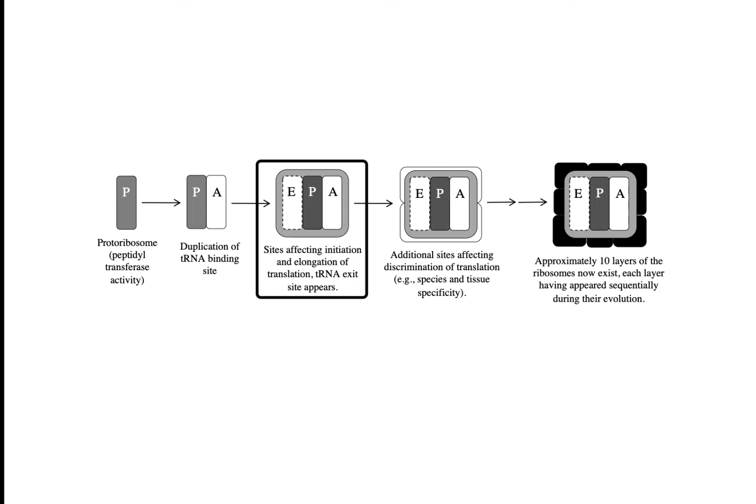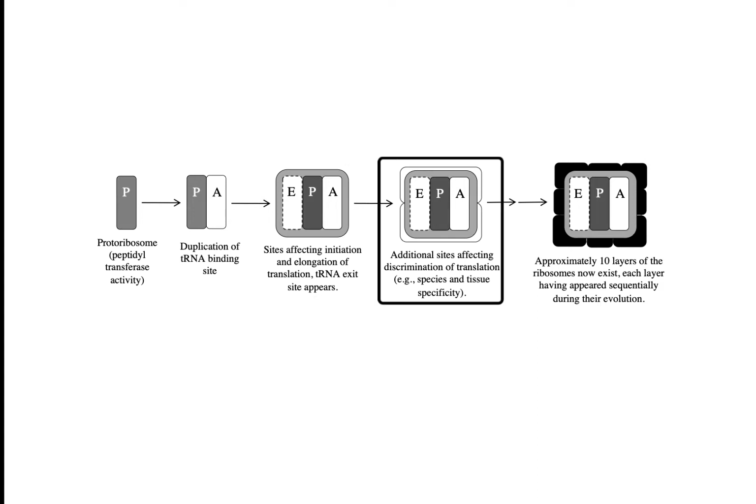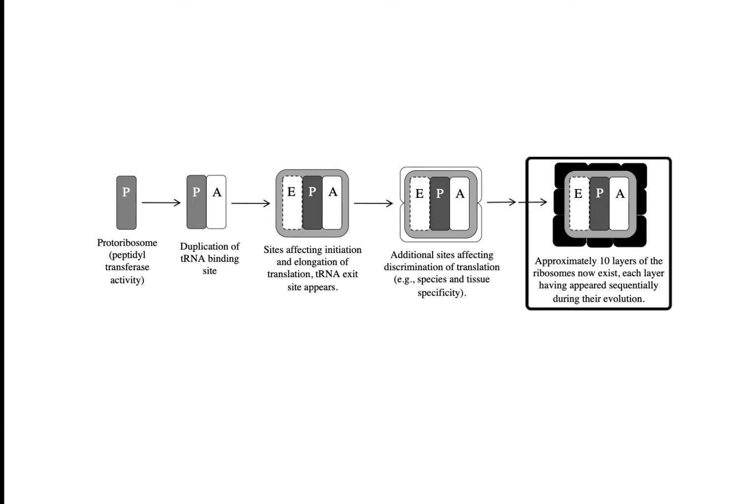Later, there were more parts added, so now you have an A, P, and an E or exit site. And then additional pieces were added that would further add discrimination to the translation process and make it more efficient as well. So it's been likened to an onion that is growing from the inside. You have these internal, very well preserved sites, and going to the outside where you have layers of new RNAs being added to the major structure. And this is just a model for the large subunit.